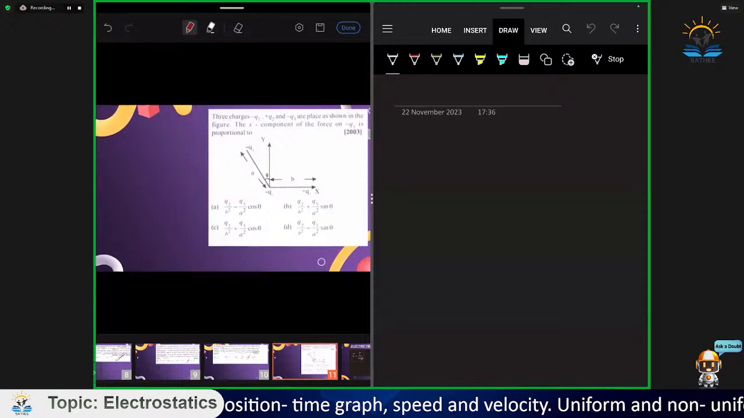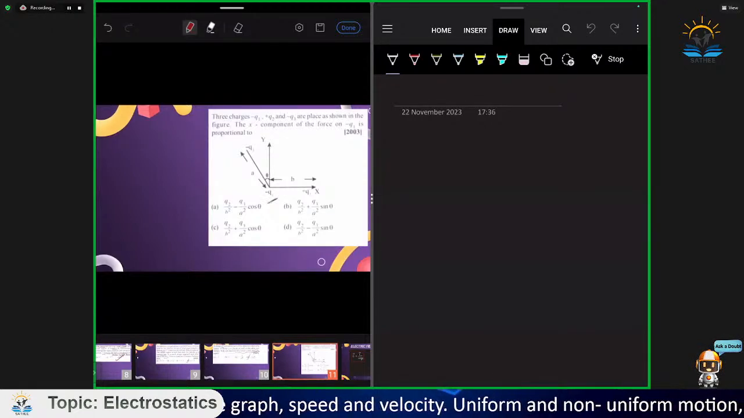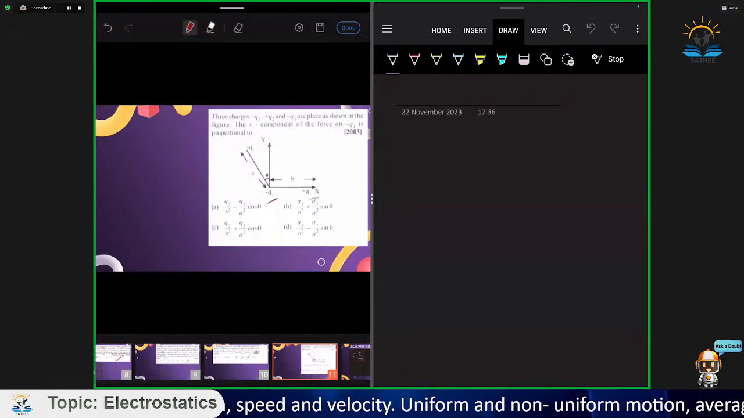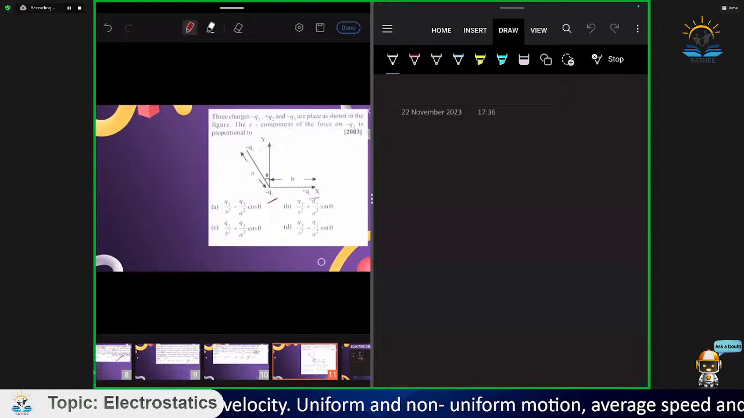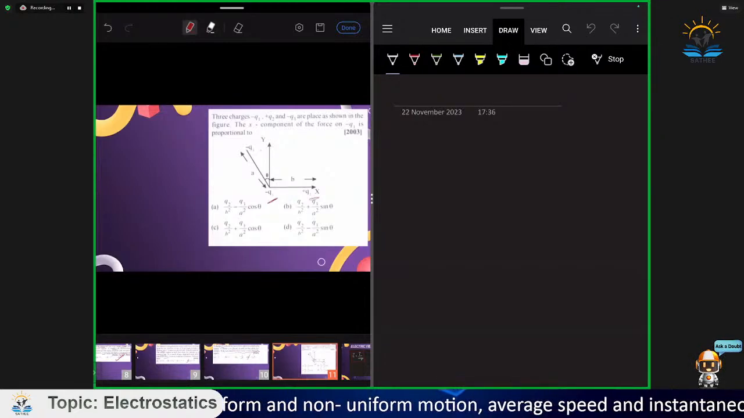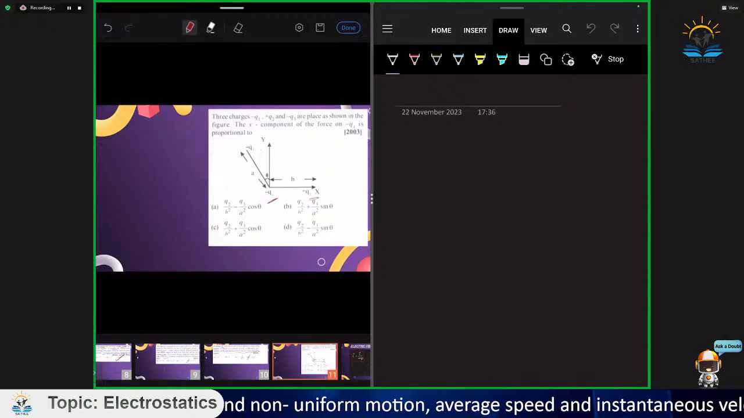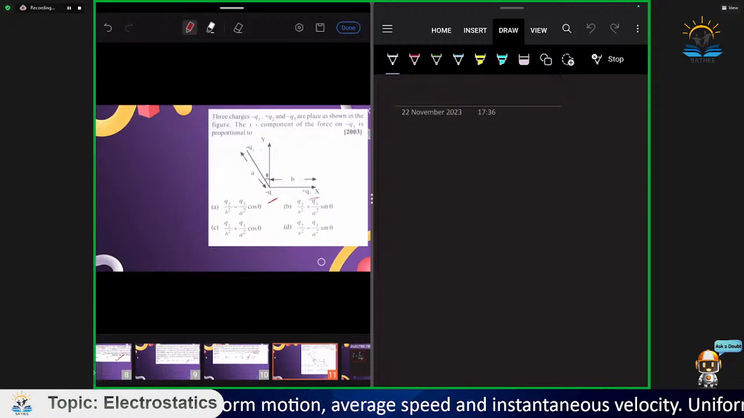Yeah, next question. Again, a very simple question. Three charges minus Q1, plus Q2 and minus Q3 are placed as shown in the figure. The x component of the force on minus Q1 is proportional to. So we have to find out the net force acting on minus Q1. No, not the net force, the x component of the net force. So simple.